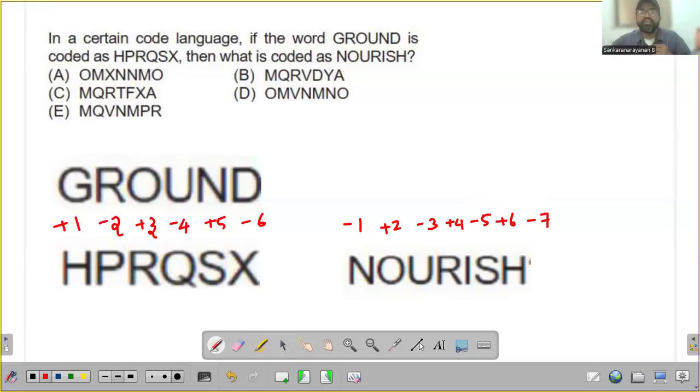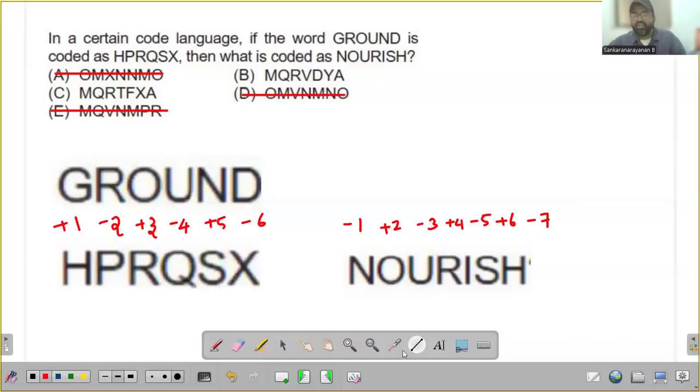So you can see that here the last one is H minus 7. H is 8. 8 minus 7, when you consider, you can see that it has to be 1. So I can consider that it should be ending with A. Okay. So I can eliminate option E. I can eliminate option A. I can eliminate option D as well.